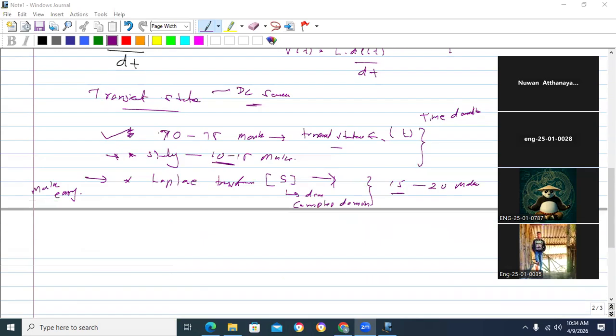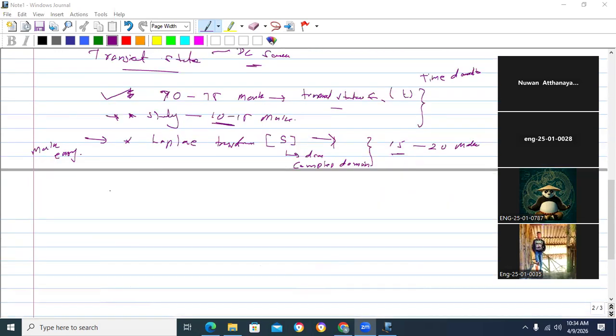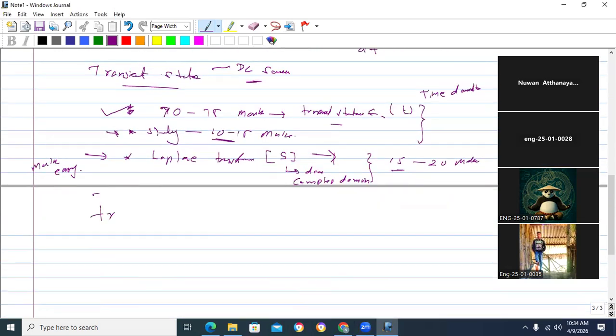At the transient state, very often you will get a differential equation. Differential equation.